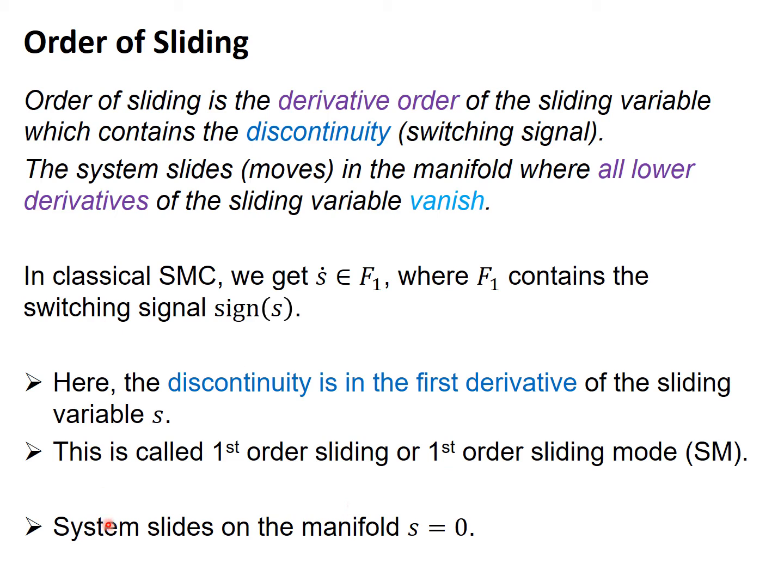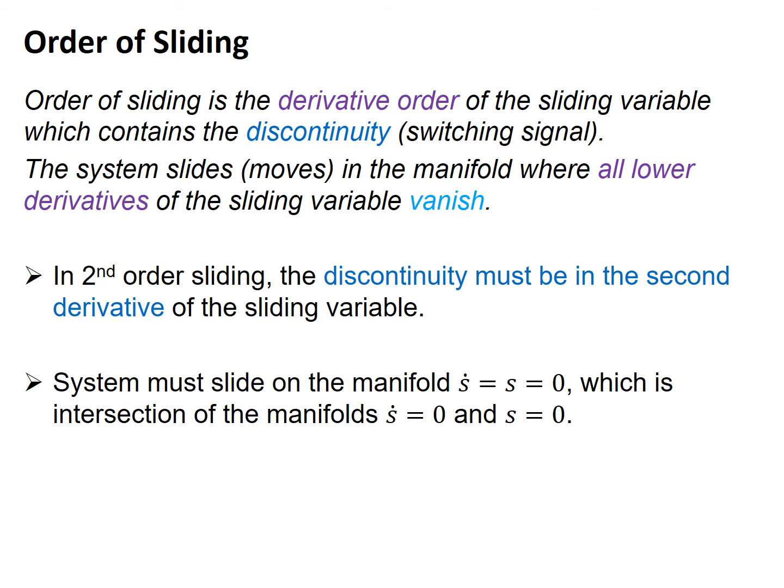In the same relation, if we want to define the second order sliding, in the second order sliding the discontinuity must be in the second derivative of the sliding variable. As you see, the laser pointer is here. So, the discontinuity must be in the second derivative of the sliding variable.